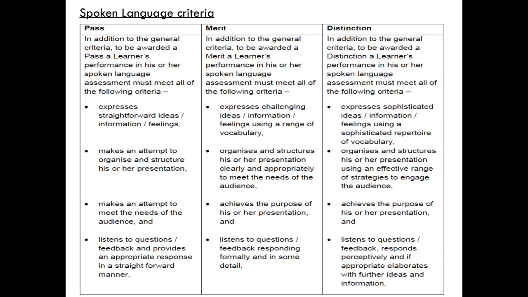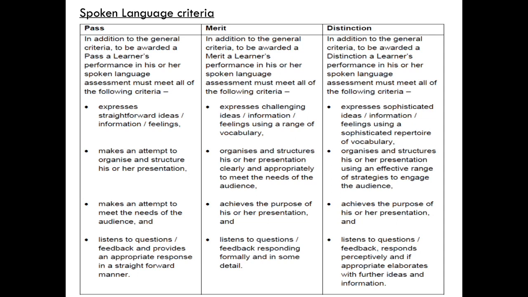So the first bullet point: expresses straightforward ideas, information, or feelings. So this is about speaking clearly, speaking confidently, but you're just expressing a clear point, and it doesn't allow it to be developed enough to be challenging. So for example, topics are very important, the topics that you choose, because that can limit you within an award and not give you that opportunity to stretch and challenge yourself. So please be careful the topics you choose.